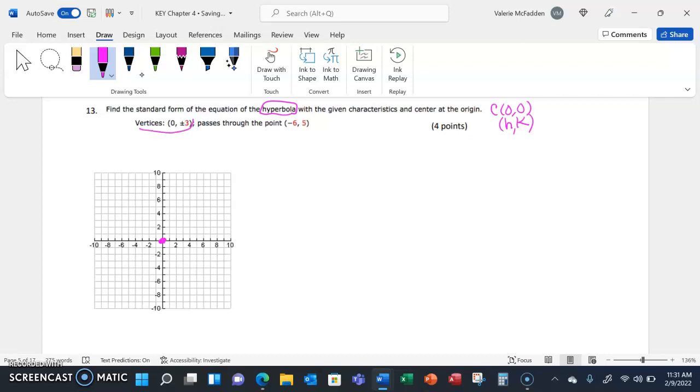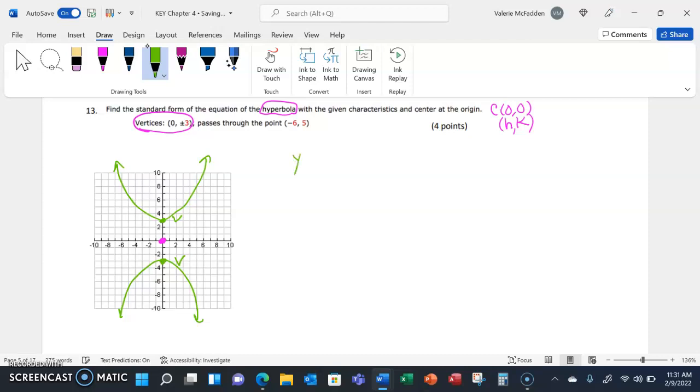Of course your origin is 0, 0, and that will be our h and k values. It says the vertices are 0, 3. So 0, 3 would be right here. That's a vertex. And 0, negative 3 right here. That's a vertex. So just from the positioning of my vertices, I know that this is going to open up, down. So a hyperbola that opens up, down follows this format.